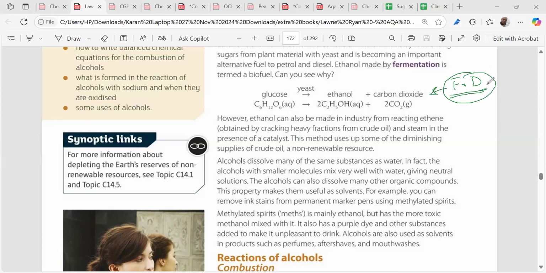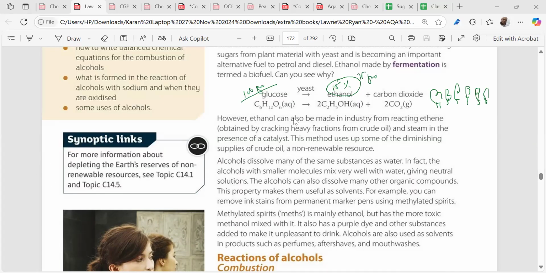Is it clear to you? But this process is very important for us. Although we get 15% ethanol yield, we have to plant more trees. Nowadays we are using plants directly. So if we take 100 grams of this glucose or plants, we get 15 grams of this ethanol, right?